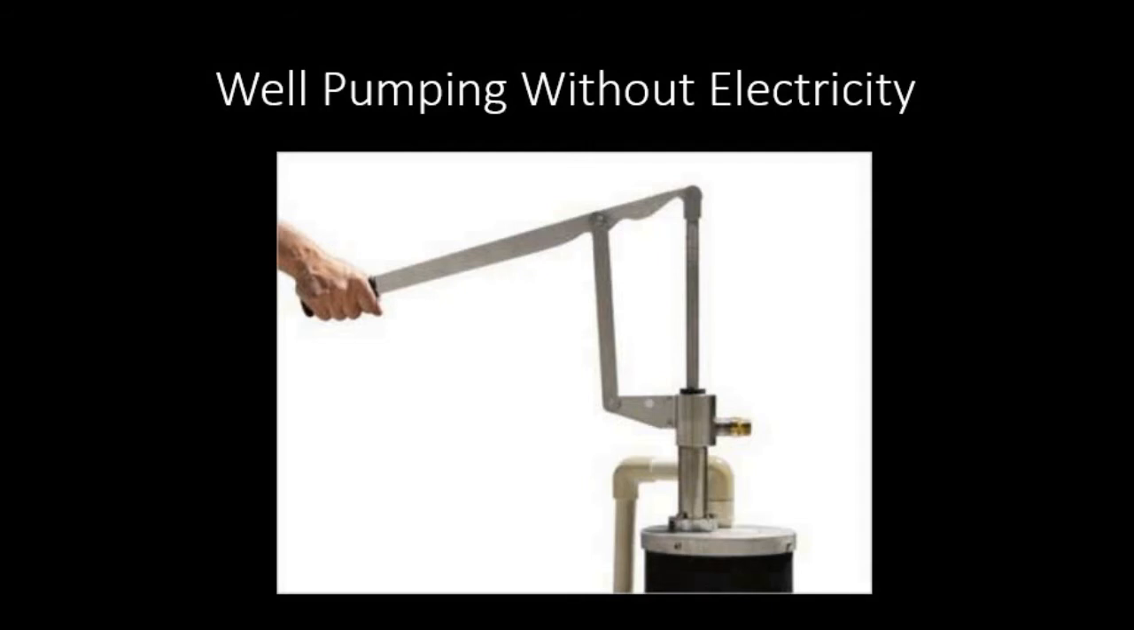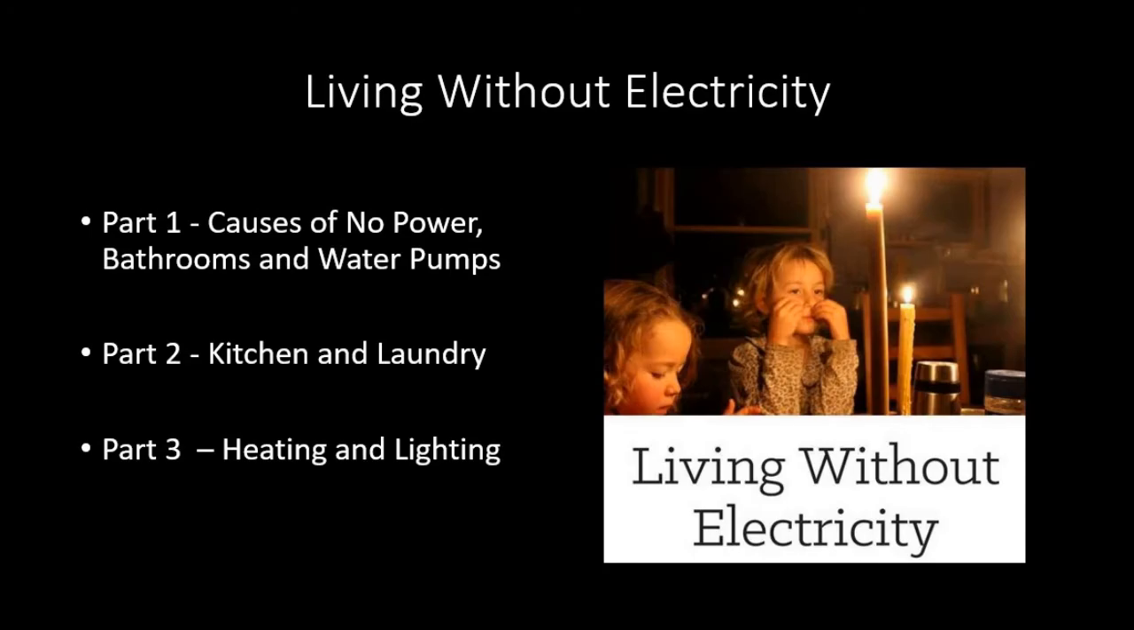By the way, if you live in the city and you don't have a well and the power goes out, the water will continue to run for a while because the water has already been pumped into a water tower that you see in every town, and gravity provides the pressure. Without the electricity, though, eventually that tank's going to run dry and you won't have water. Now, part 2 is about operating a kitchen and laundry with no electricity.